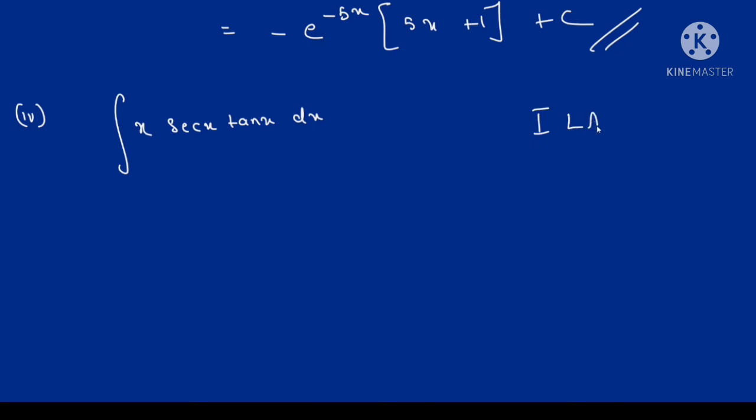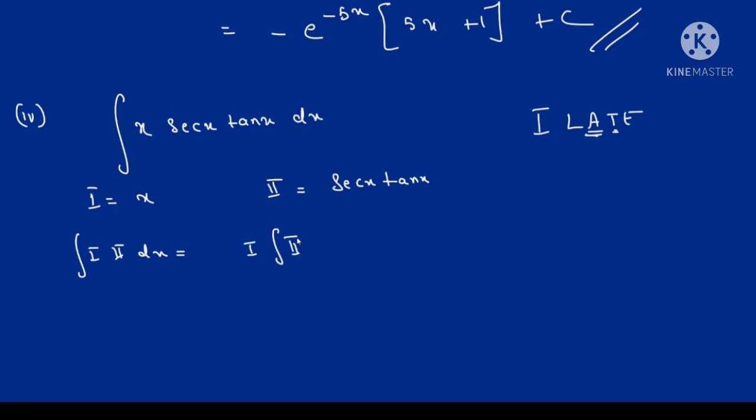The fourth one, integration of x into secant x tan x dx. Remember that order to choose u. So you have algebra, trigonometry. Again algebra comes first. Algebra comes before trigonometry. So put the first function as x. The second function take it as secant x tan x. So the formula is first function as it is, integration of the second function, minus first function's differentiation and integration of the second function.